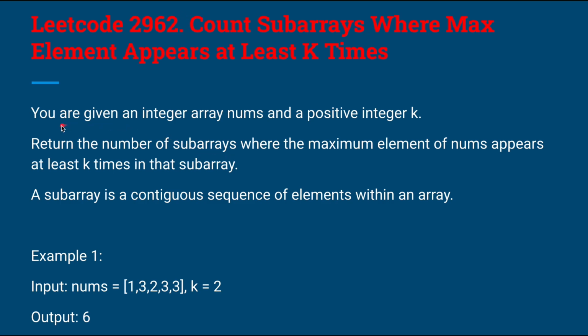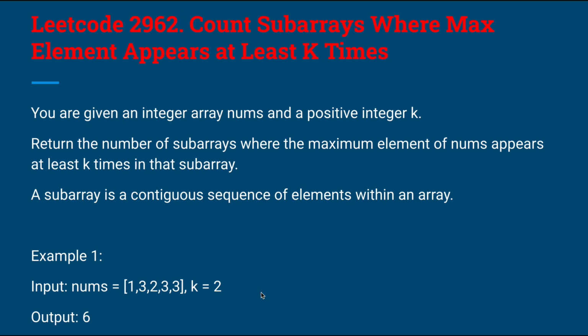Okay, so you are given an integer array nums and a positive integer k. We have to return the number of subarrays where the maximum element of nums appears at least k times in that subarray. A subarray is a continuous sequence of elements within an array, right? And we have given an example, with the array, k, and output. You can pause this video and go through the problem statement so that you will have a clear understanding.